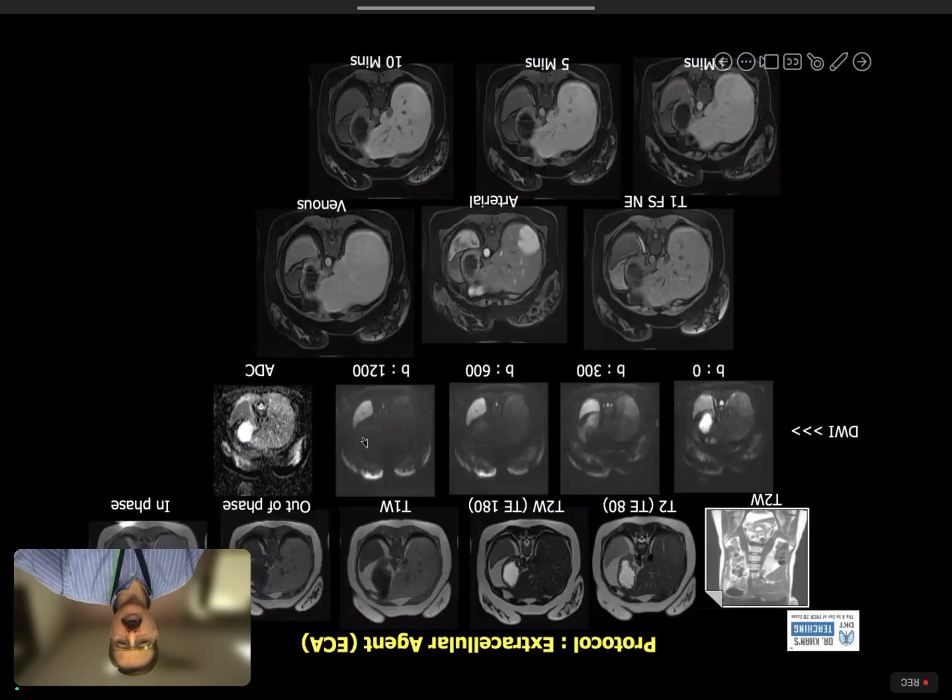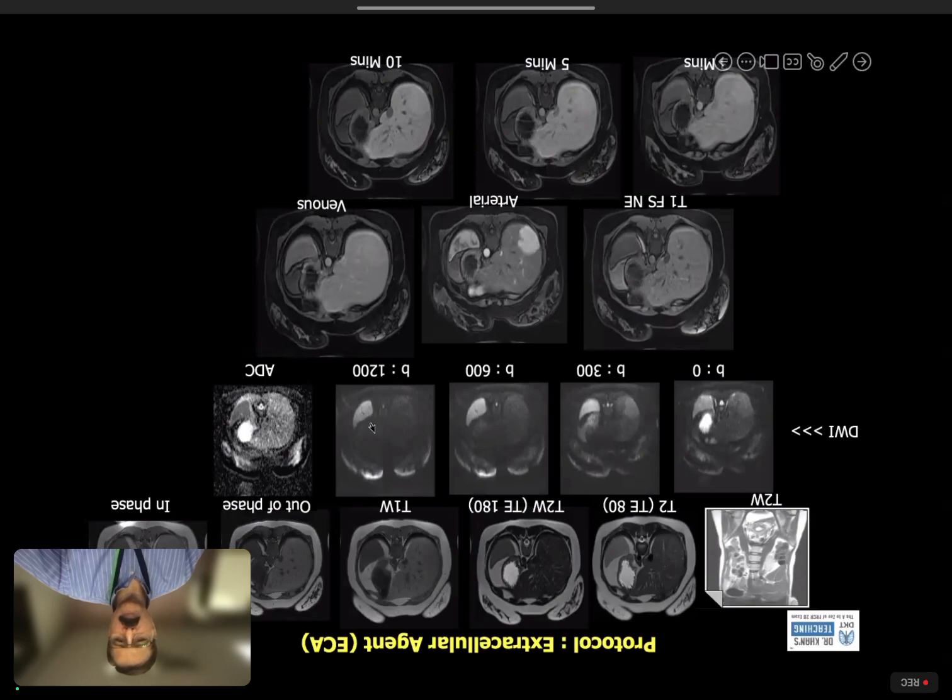Then we do diffusion weighted sequences. We use various kinds of B values. Look at the highest B value. This is the ADC. ADC is too grainy. Usually we just eyeball it on diffusion. Anything which remains bright on the highest B value can be a sign of a malignant lesion, or it might be a hemangioma.